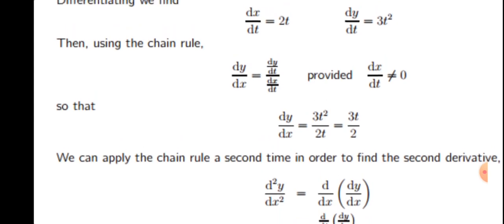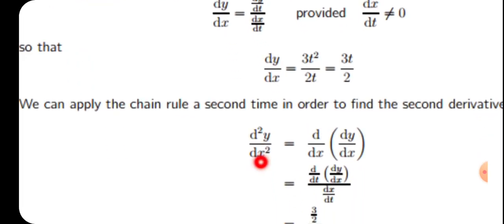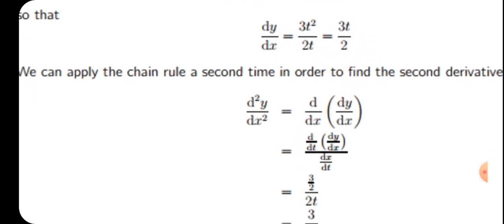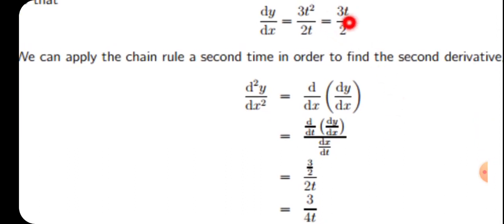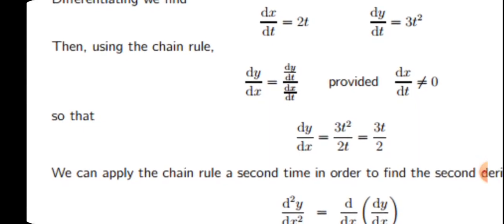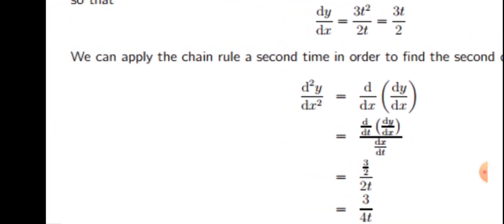Now to find the second derivative, d2y dx squared, you have to use this rule, d dt of dy dx over dx dt. d dt means the derivative of this dy dx with respect to t. So the derivative of 3t over 2 is 3 over 2. Over dx dt down here, we have dx dt, which is 2t. After substitution here, you can simplify your problem to be 3 over 4t.